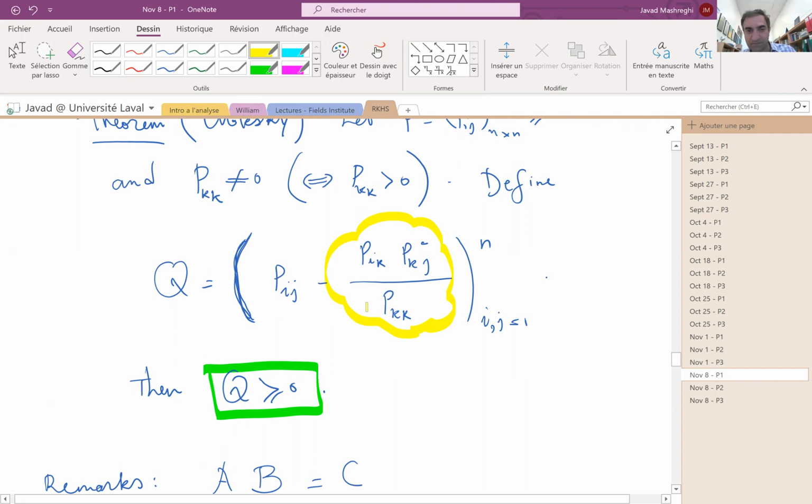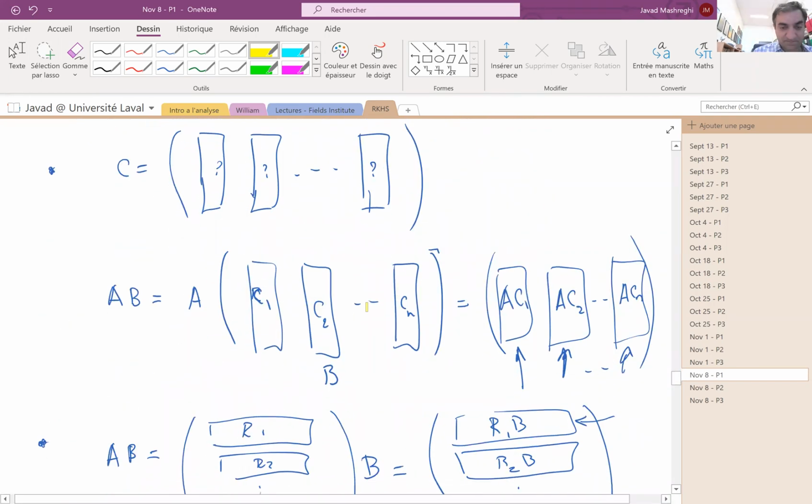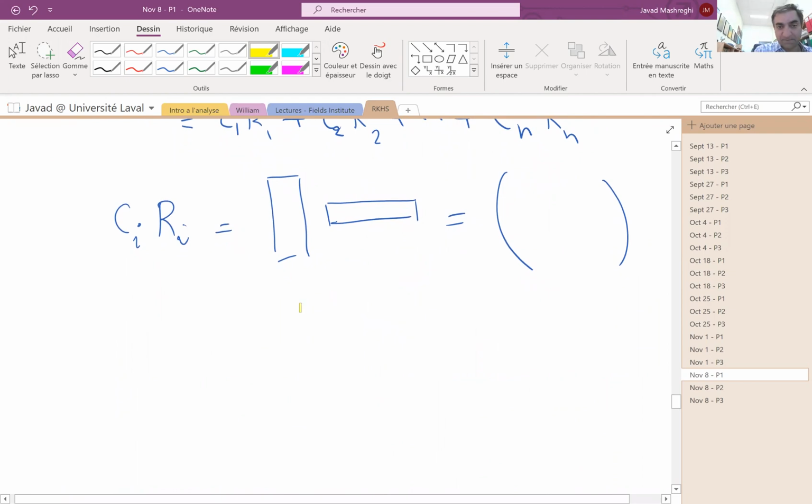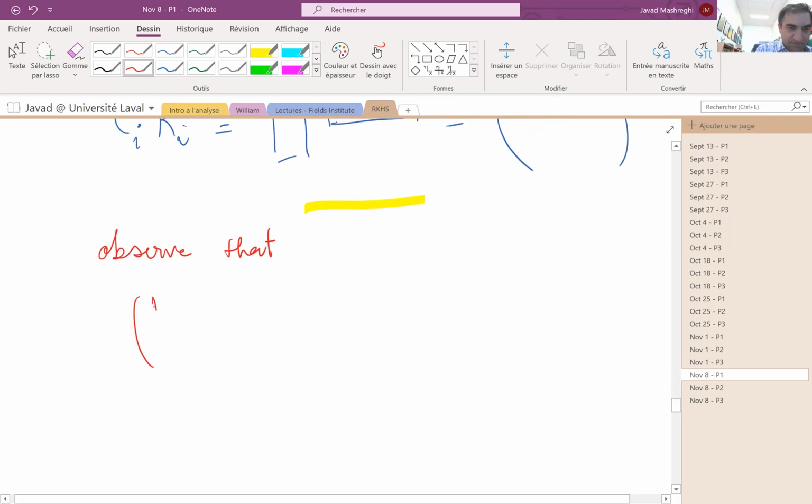What is P_IK, P_KJ divided by P_KK? Now, P_KK is a constant, it doesn't depend on I and J. We can take it out. But what would be P_IK times P_KJ? Here it is immediate, observe that. The matrix P_IK, P_KJ over P_KK is just 1 over P_KK, a constant we take out. And what remains is just V V star, where V is the k-th column of the matrix B.